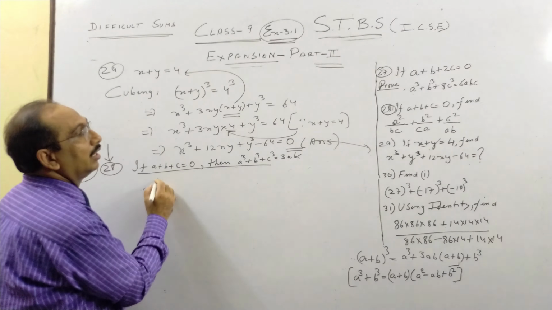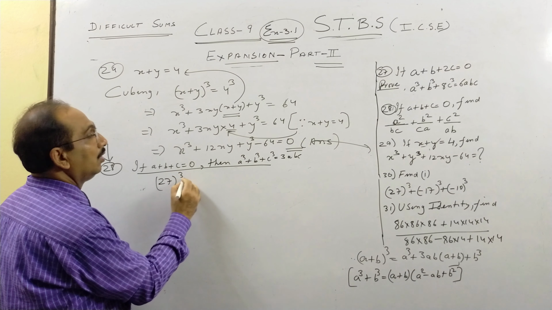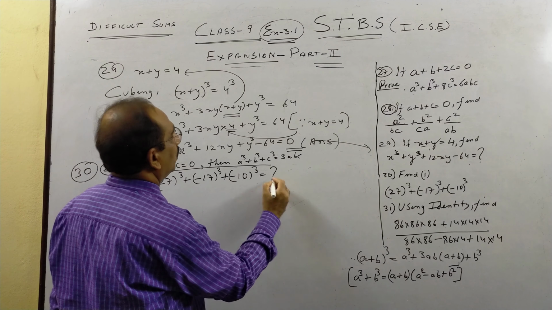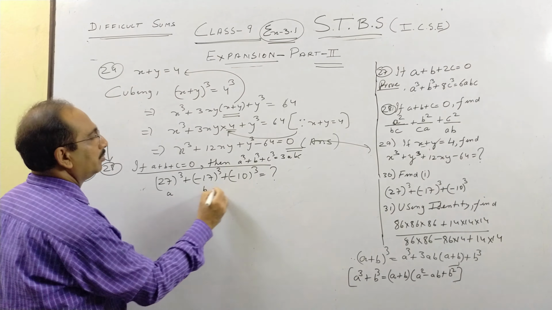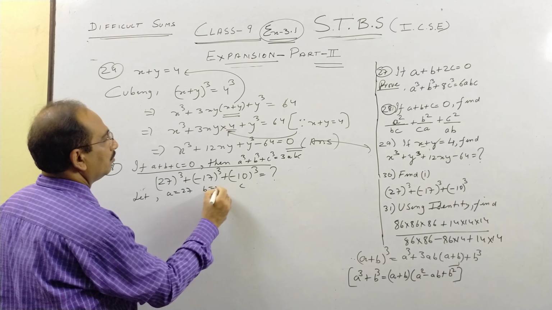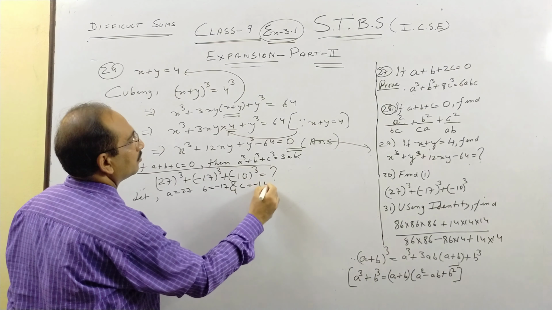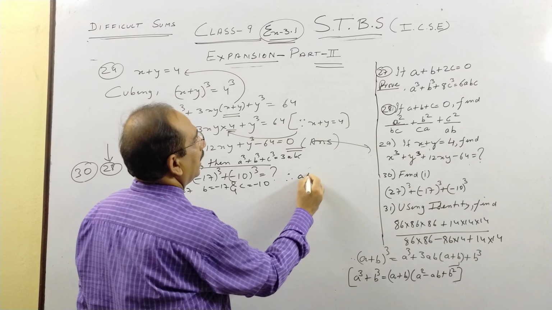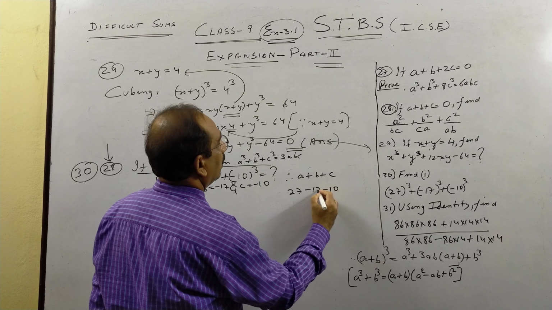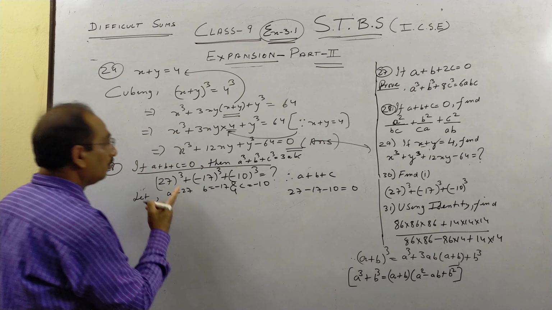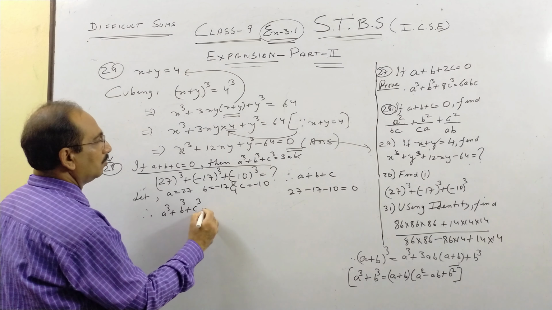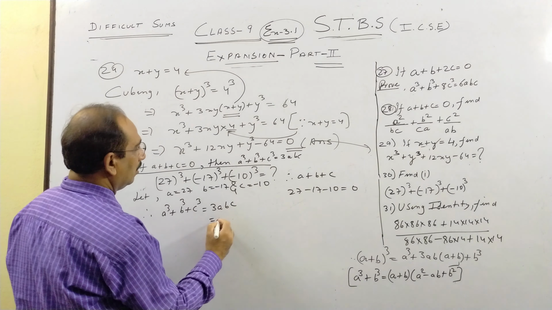So now you see, here we have 27 cube plus minus 17 cube plus minus 10 cube. How much is it? So here let this be A, this be B and this be C. So let A is equal to 27, B is minus 17 and C is minus 10. Therefore, A plus B plus C, what will you get? 27 minus 17 minus 10 is 0. So we can apply this formula. Therefore, A cube plus B cube plus C cube is 3ABC.